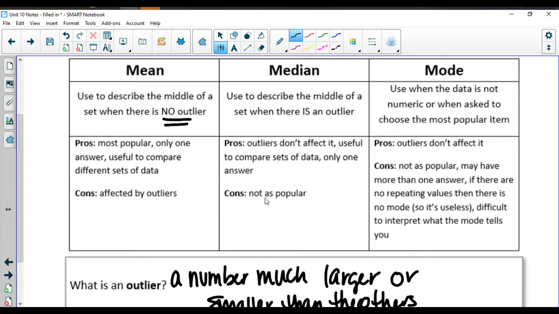The median gets used to describe the middle of a data set when there is an outlier. If we have an outlier in our set, the median value is going to be more indicative of what our data set actually looks like. It's just not as popular, which is why we don't often hear about it, but you do hear in the news about median house prices and median salaries. And when you look up information about different towns online, you'll see that.